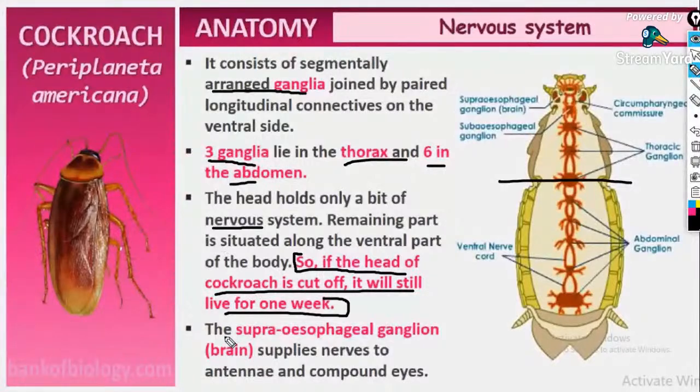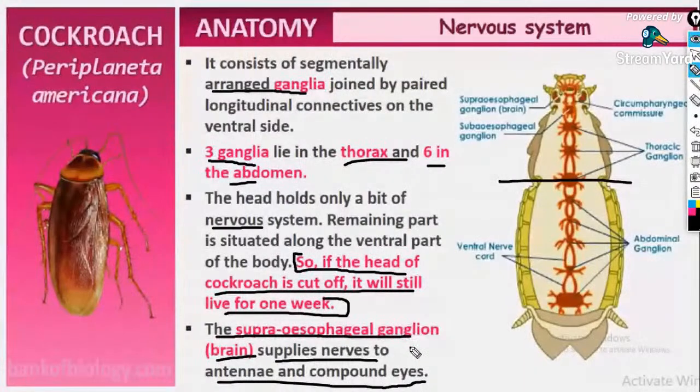So the supraesophageal ganglion in the brain supplies nerves to the antennae and compound eyes. So, which part of the brain? That is the supraesophageal ganglion. This is the part of the brain, and it supplies nerves to the antennae and compound eyes of the cockroach.